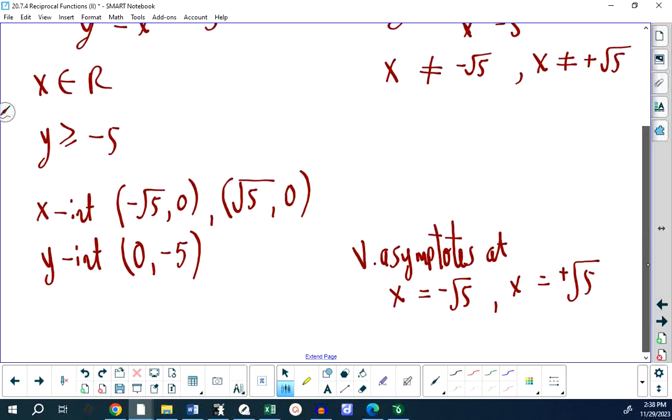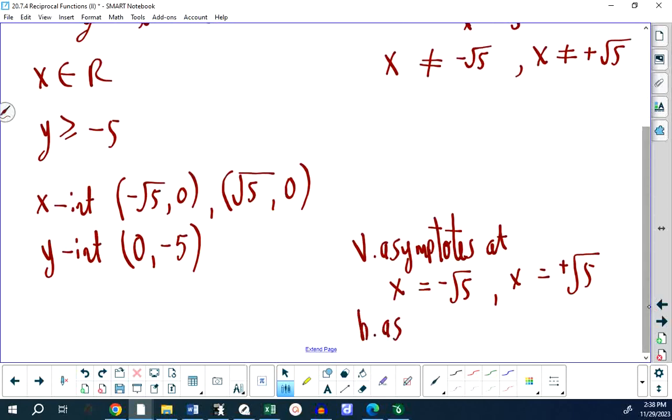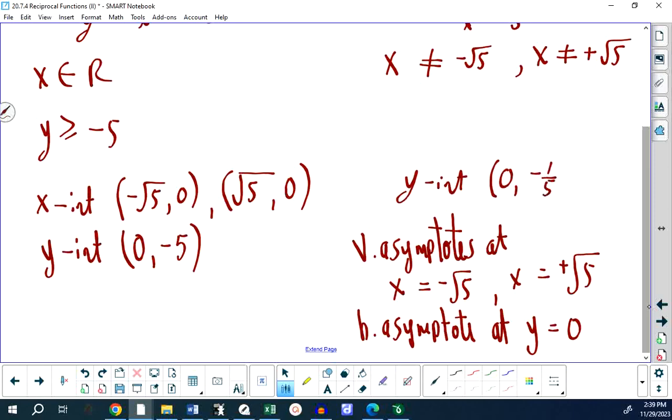There's also a horizontal asymptote. And the horizontal asymptote of these functions is always the x-axis. What's the y-intercept of this function? We'll take the y-intercept of the original function and reciprocate the y-coordinate. I hope it's clear there are no x-intercepts.